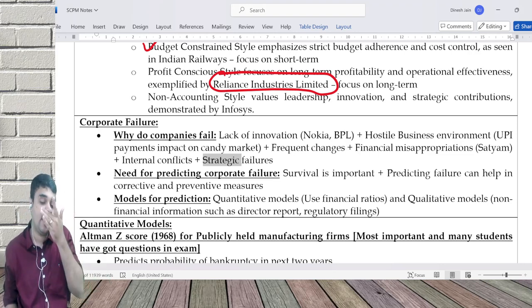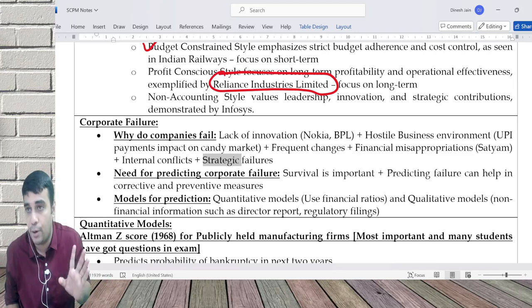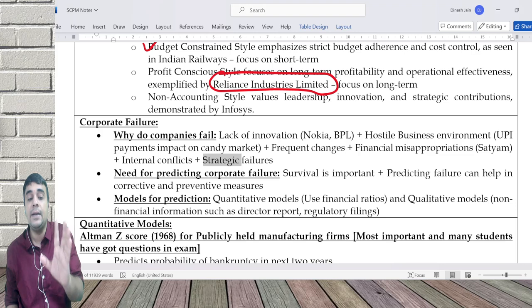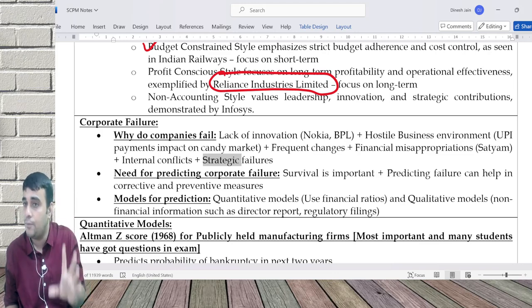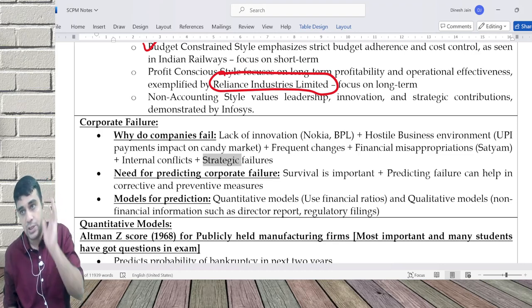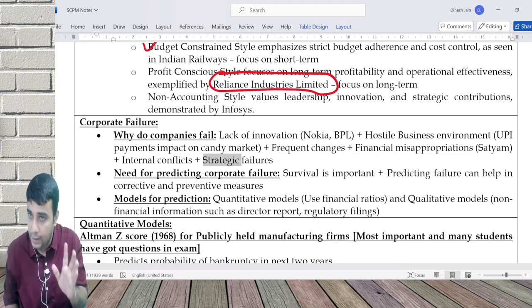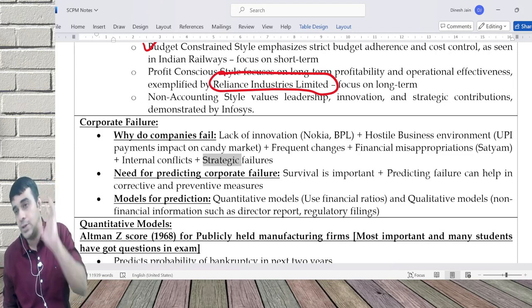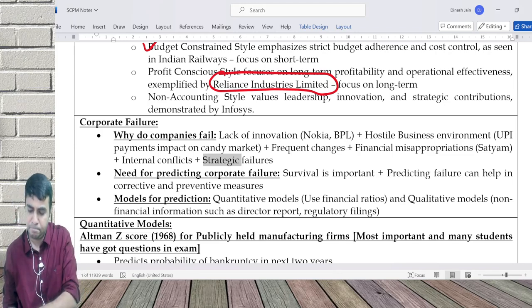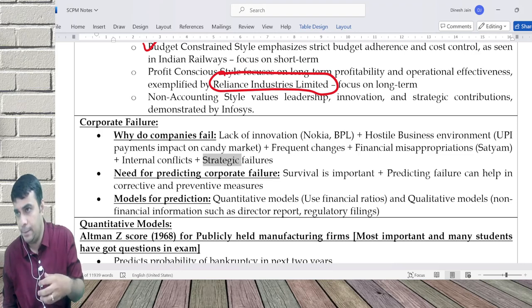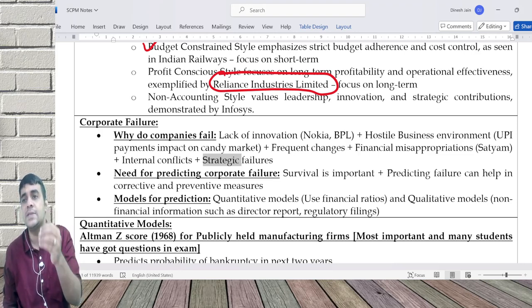So, the need for predicting corporate failure: survival is important. Predicting can help in corrective and preventive measures. There are 2 types of models. I have quantitative models which are going to use your financial ratios, and there are qualitative models which are going to use non-financial data, maybe which comes in regulatory filings, director reports, some other commentary. Today, I invest in shares of so many companies. I want to know whether TCS will fail or not, whether Tata Motors will fail or not.